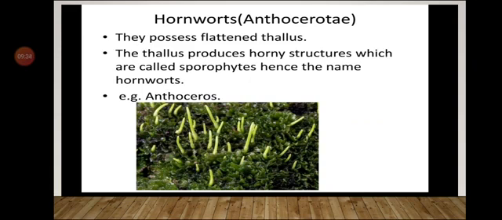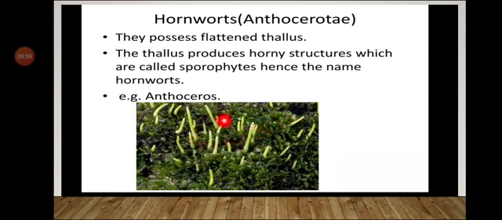The thallus produces horny structures. Horny structures means horn-like structures. You all know horns, okay? So, horn-like structures. You can observe here in this diagram, horn-like structures. Sharp horns are there, okay? So, horn-like structures which are called sporophytes.